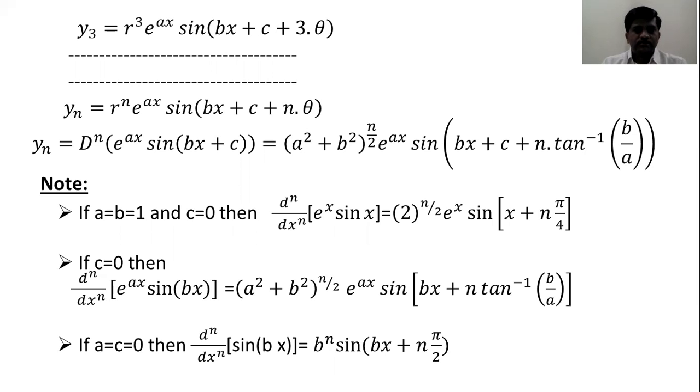One more condition. If a is equal to 0 and c is equal to 0, then the nth differentiation of the above function reduces to: nth derivative of sin bx is equal to b^n into sin of (bx plus n pi by 2). Because if a is 0, tan inverse of b by a, b by 0, is infinity, tan inverse of infinity is pi by 2, 90 degrees.